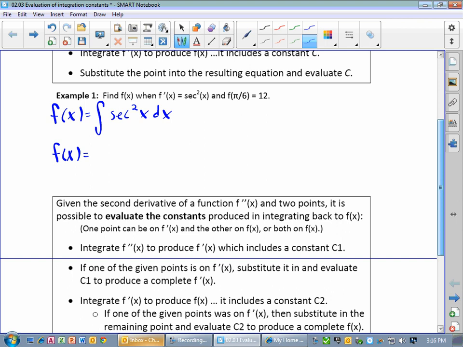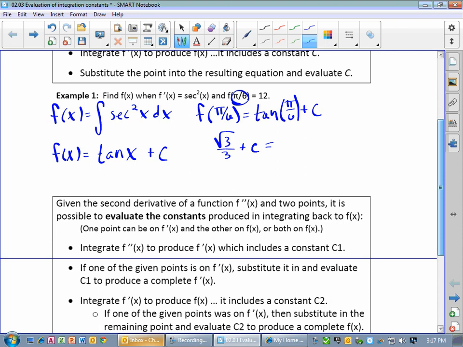And so what is the integral of secant squared x? Say it loud. Tangent x. So tan x plus c. Now again, we're given an x value and a y value, so we want to find f of pi over 6. We do that by plugging in pi over 6 to our function. So tangent of pi over 6 plus c. Now what is tangent of pi over 6? Square root of 3 over 3. So that plus c must equal 12. So we plug in our x value, we set it equal to our y value, and this means that c must equal 12 minus the square root of 3 over 3.